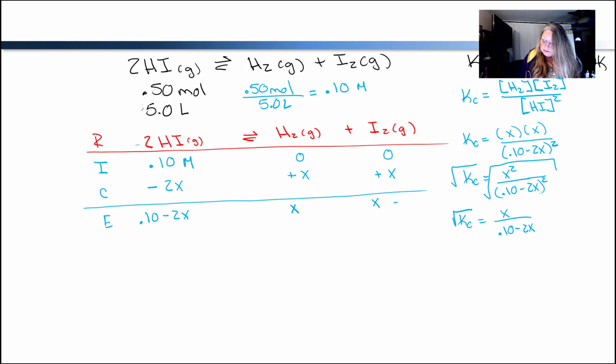Now the next step is we need to solve for x. Well, to do that, I need to get rid of my fraction and then get x on the same side, so I can isolate it and find out what its value is. So I'll get the square root of Kc times 0.10 minus 2x equals x. Beautiful. Now I need x on just one side of the equation.